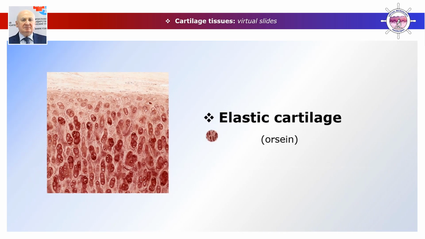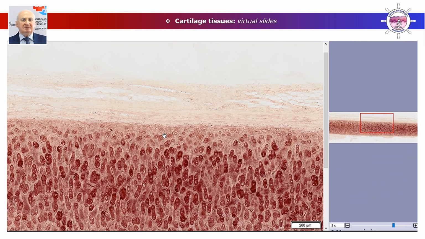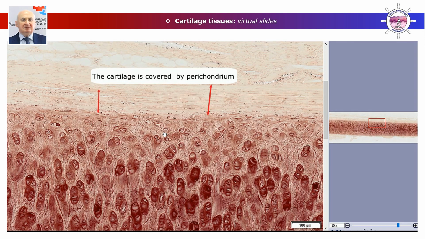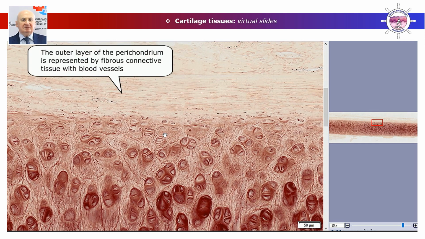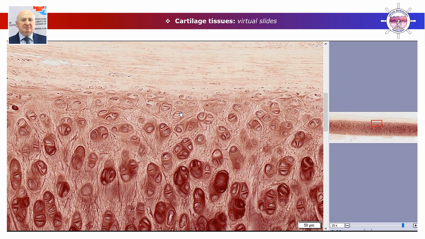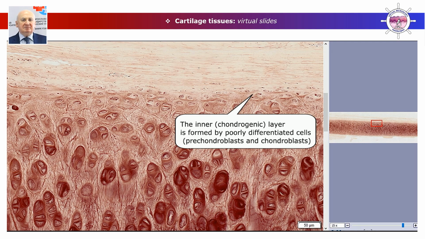Elastic cartilage of the auricle. Elastic cartilage is covered by perichondrium. The outer layer of the perichondrium is represented by fibrous connective tissue with blood vessels. The inner, chondrogenic, layer of the perichondrium is formed by poorly differentiated cells, prechondroblasts and chondroblasts.